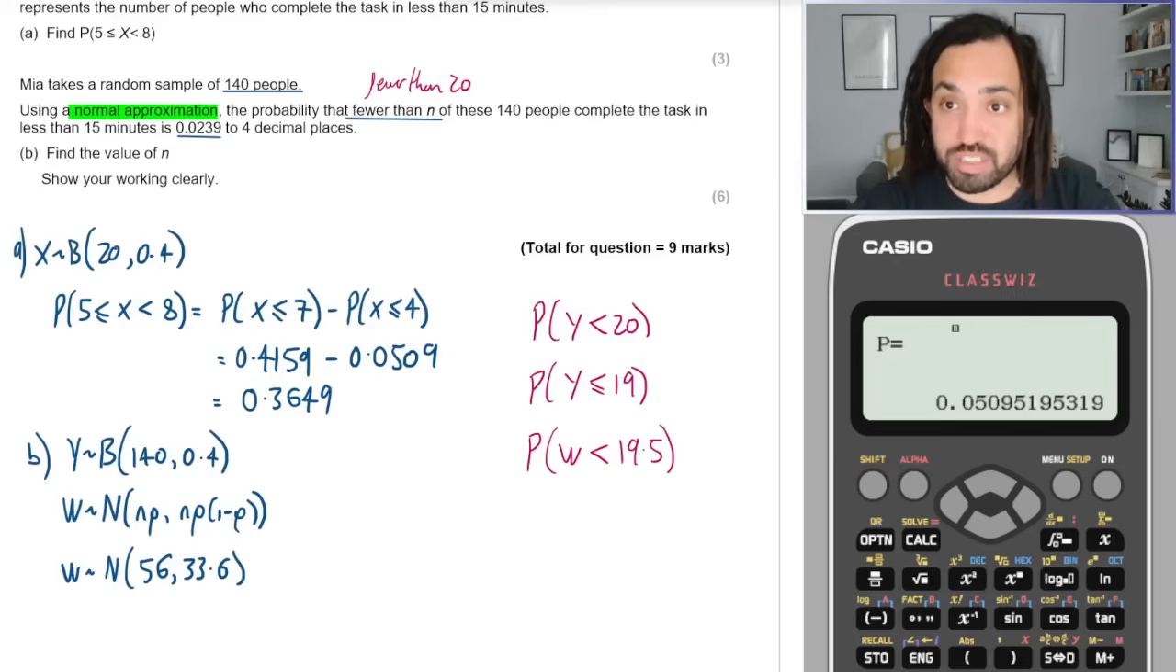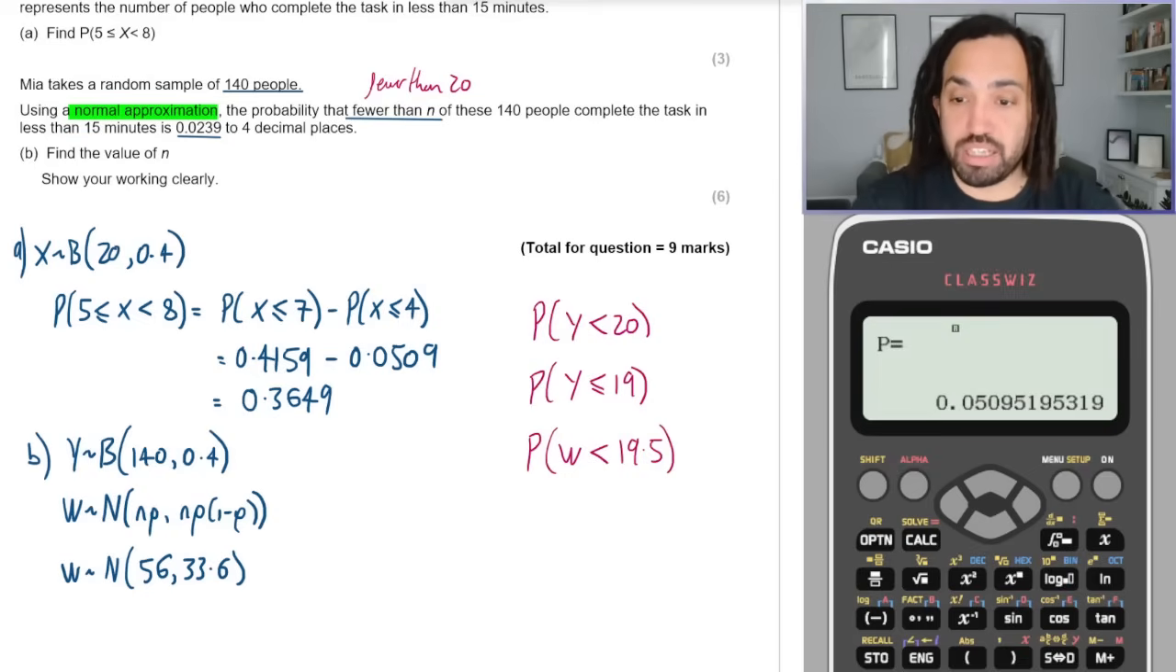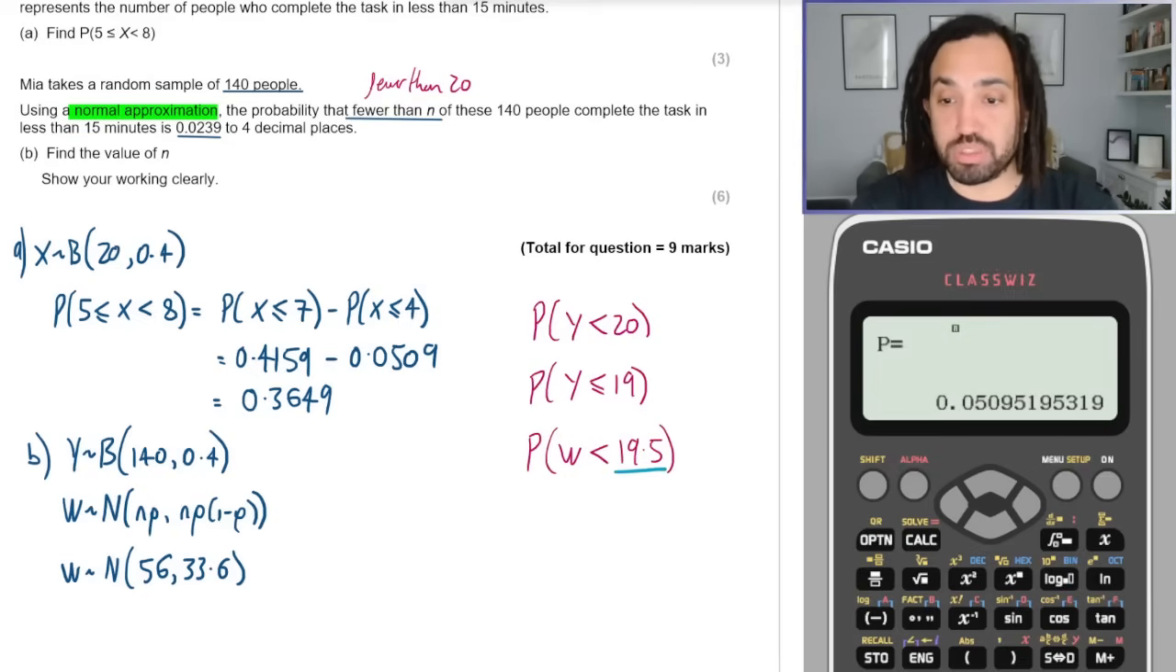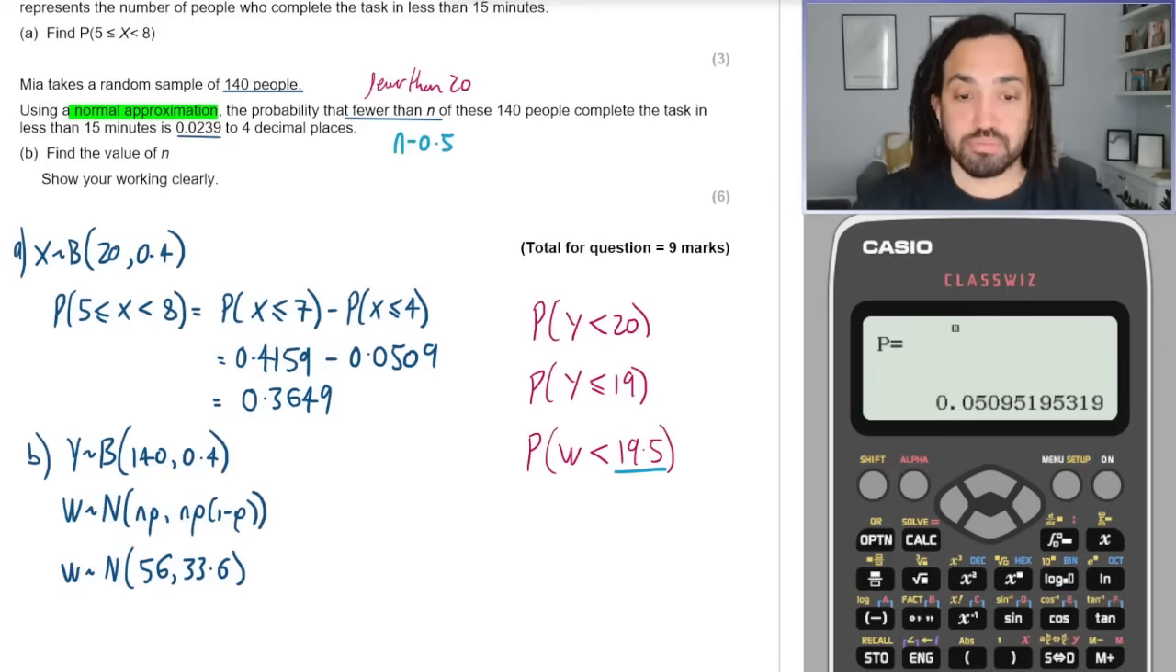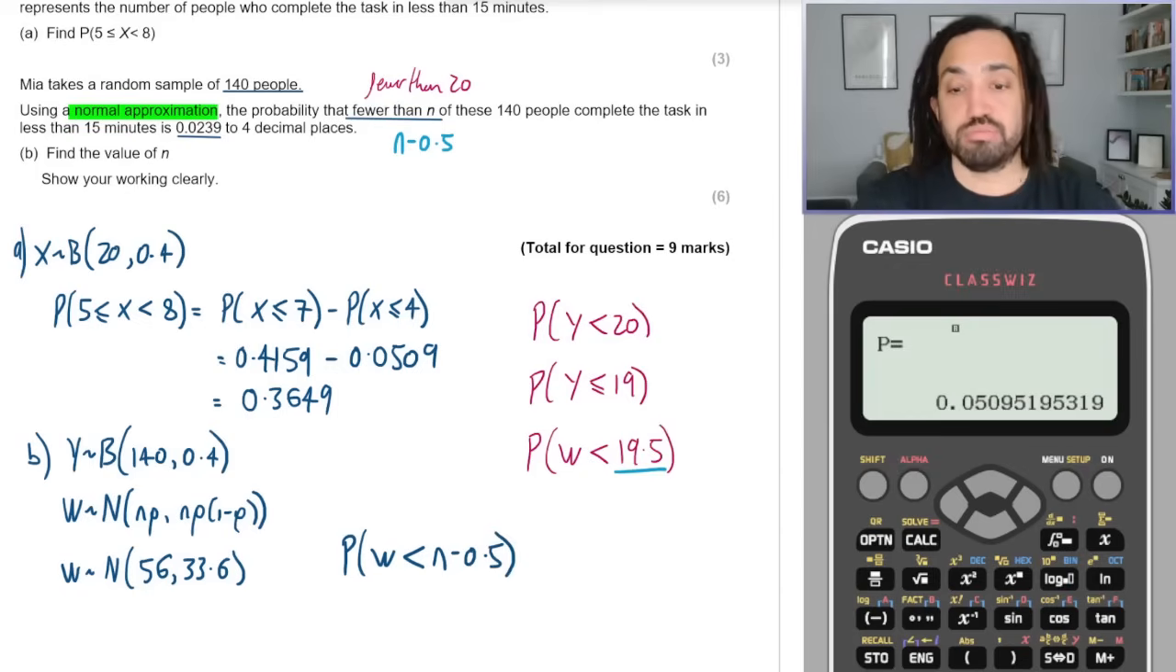So what about this question then? Because this question says fewer than n. And the number that we came up with for 20 was 19.5. So the number that we'll come up with for n will be n minus 0.5. So we are looking for the probability that W is less than n minus 0.5.